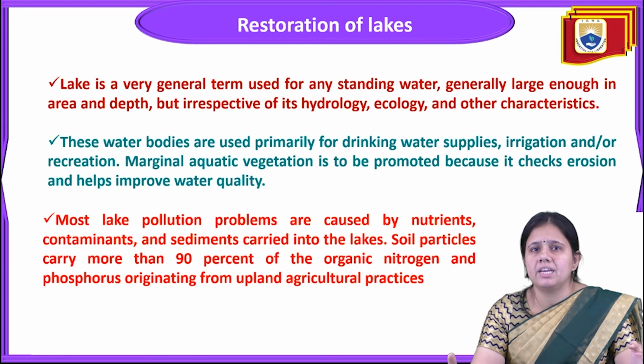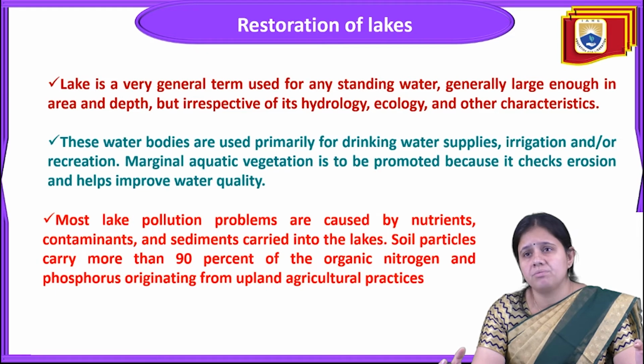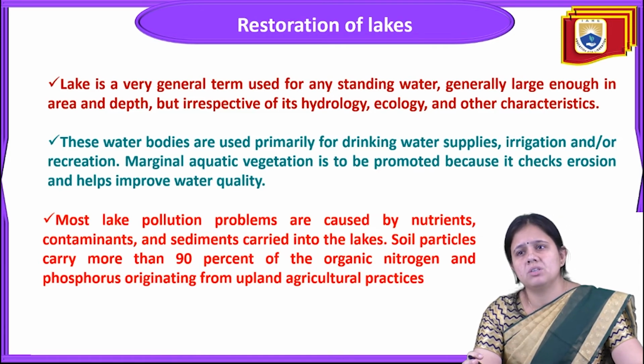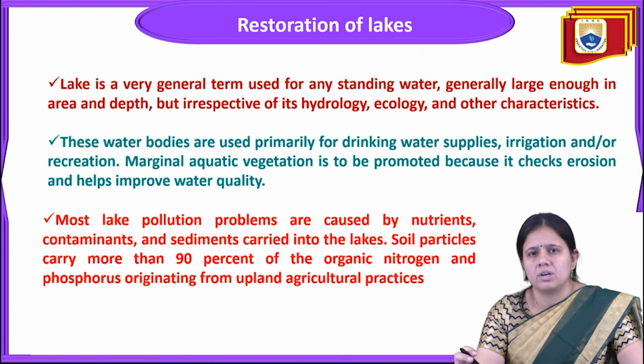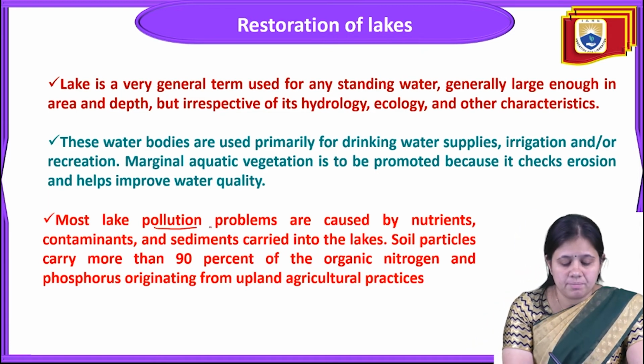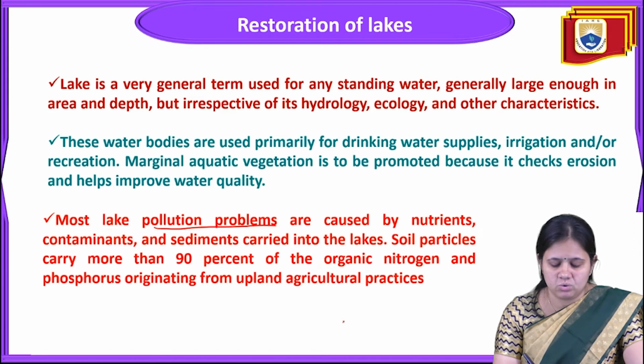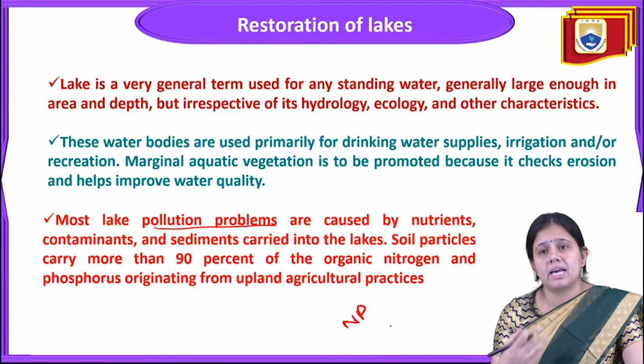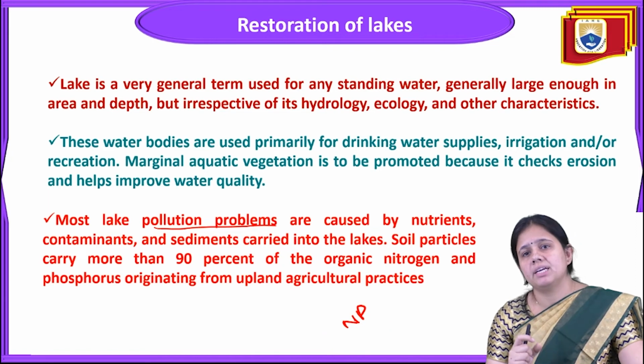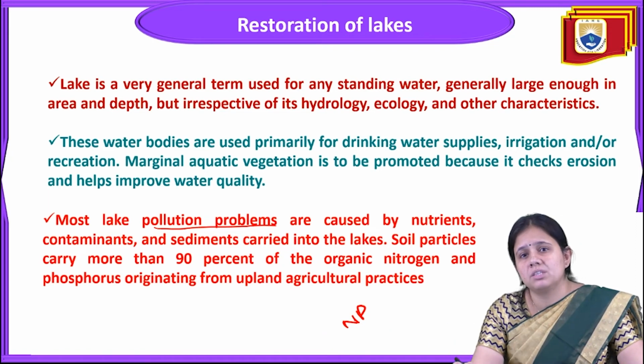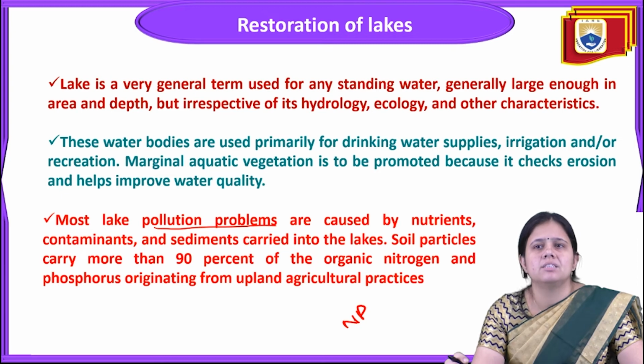Generally the area and depth are large enough, irrespective of its hydrology, ecology and some characteristics. So these water bodies were primarily sources of drinking water, water supply, irrigation and recreation also. Marginal aquatic vegetation is to be promoted because it checks erosion and helps improve water quality. Most lake pollution problems are caused by nutrient contamination, so NPK, and sediments carried into the lakes. Soil particles carry more than 90% of the organic nitrogen and phosphorus originating from upland agriculture practices.